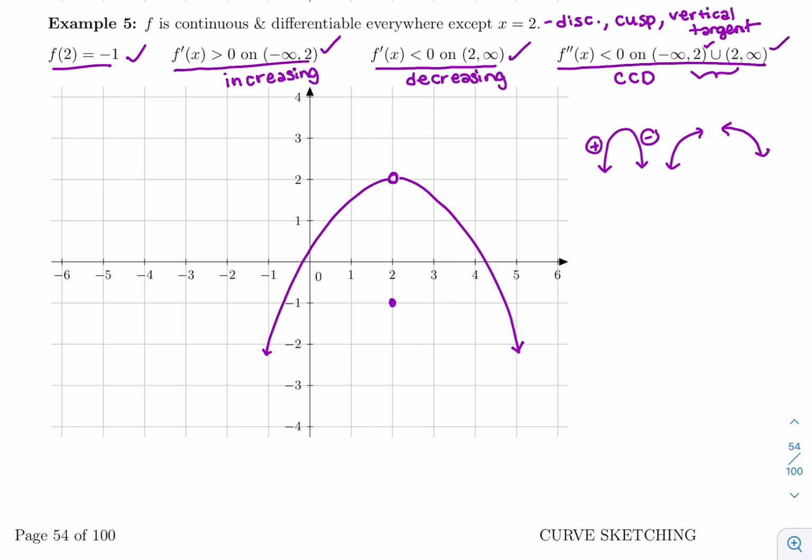So there's one correct answer that satisfies all of these conditions. It goes through the point 2, -1, it's increasing, then it's decreasing, and it's oriented downward. But there are several correct options, especially when we get into these weird graphs where it's not necessarily continuous. You get a lot of freedom to do what you want.